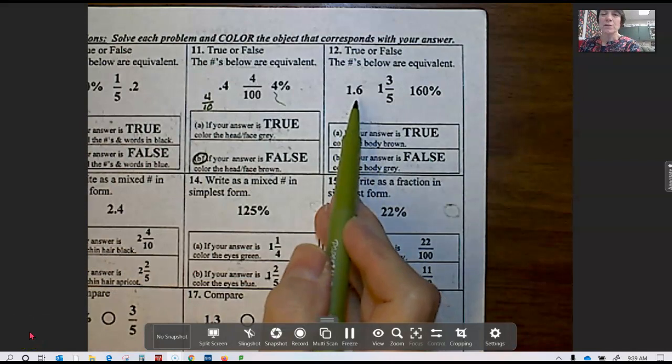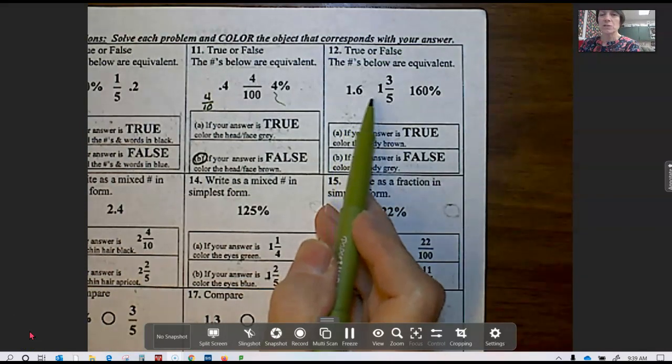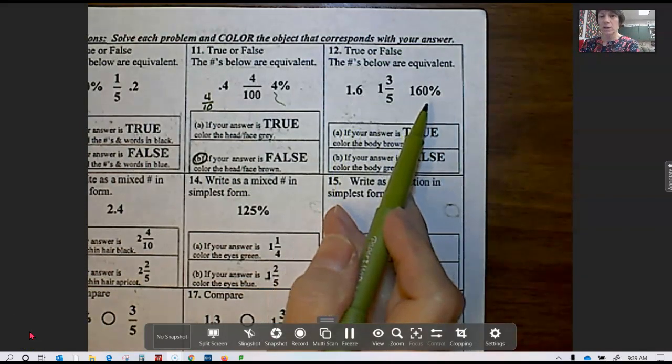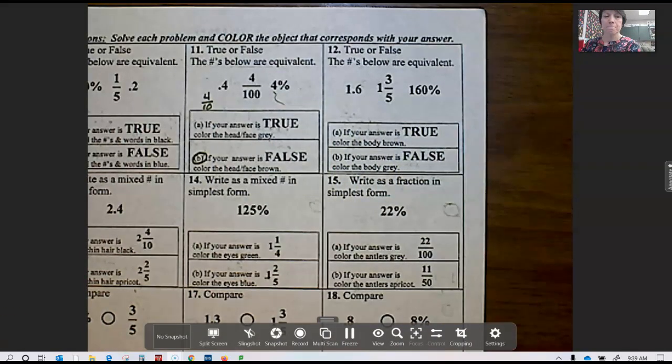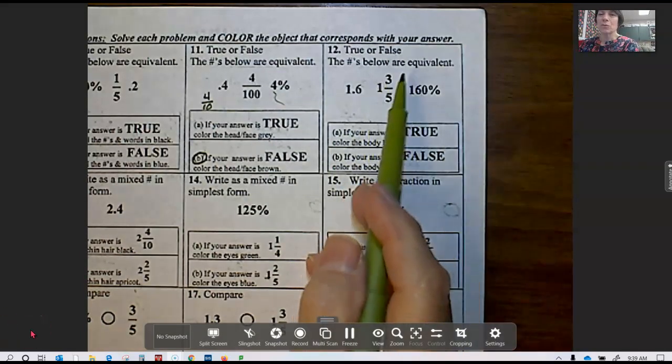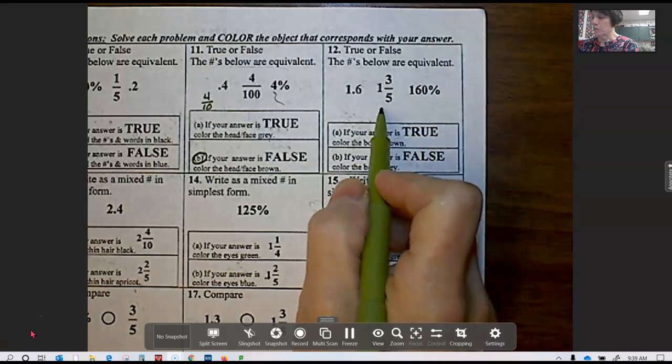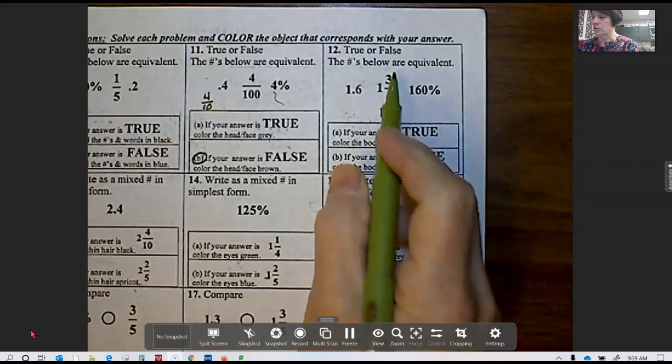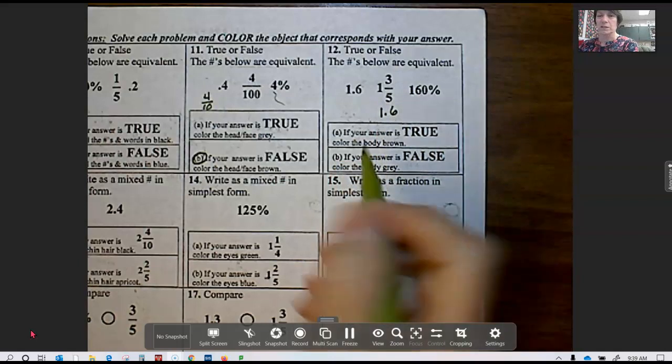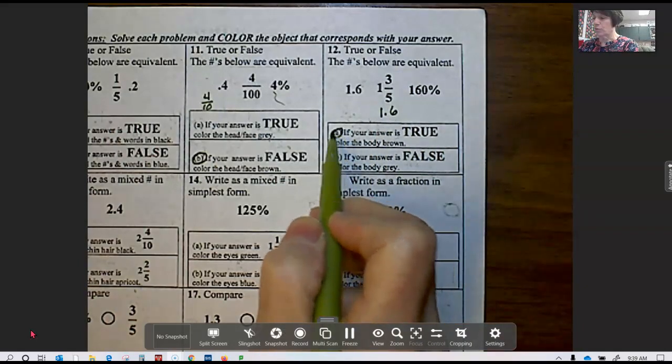Okay, on our next one, if we move our decimal point 2 places to the right, that would equal 160%. And if we convert 1 3/5 to its decimal form, it would be 1.6, because 3 divided by 5 would give us the 0.6. So this one is true. All 3 of those are equal.